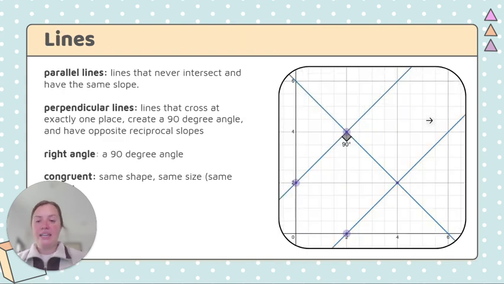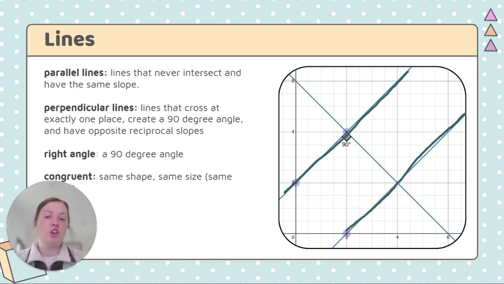Now, lines. What do we know about lines? We know that parallel lines are 2 lines that never intersect. So we have these 2 lines right here that are parallel to each other. They never intersect, they never cross, and they have the same slope. Remember that, they have the same slope.